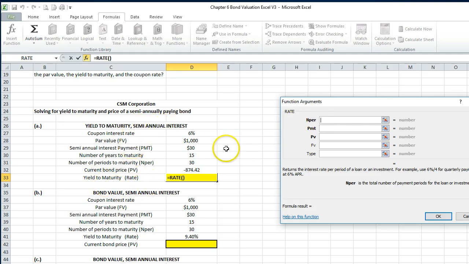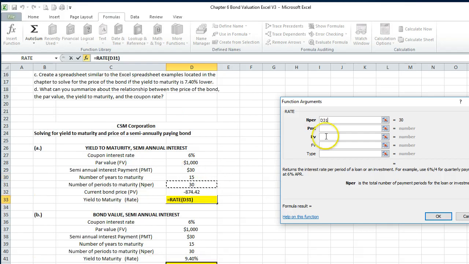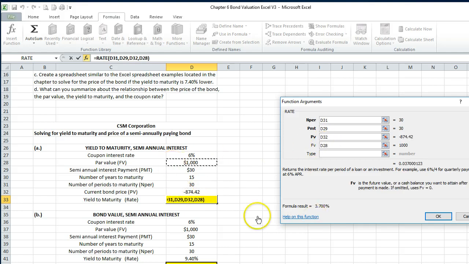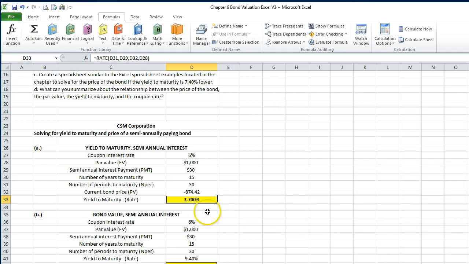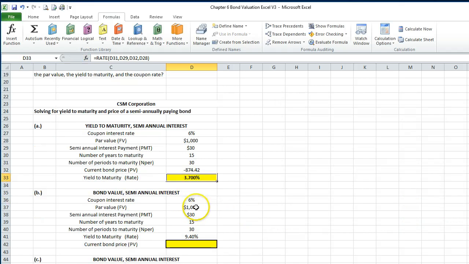So NPER would be the number of years times the frequency, which is 2. Here we already have the number of periods to maturity, 30. So NPER has already been expressed as 30, so we don't have to multiply it. The payment here, the semi-annual interest payment, is 30. The present value is the current price of the bond, and the future value is the par value. And this would help calculate the rate. So here the rate is 3.7%.